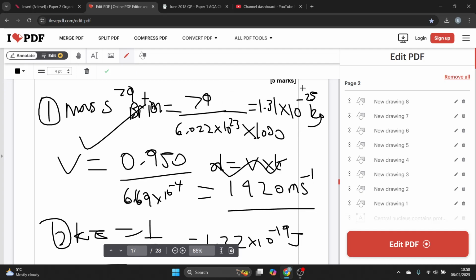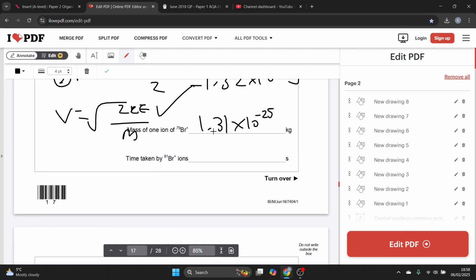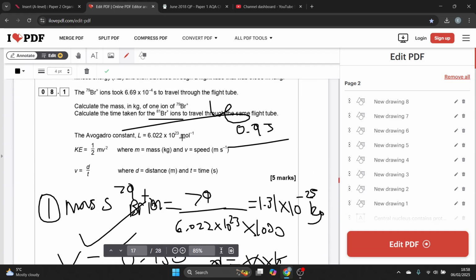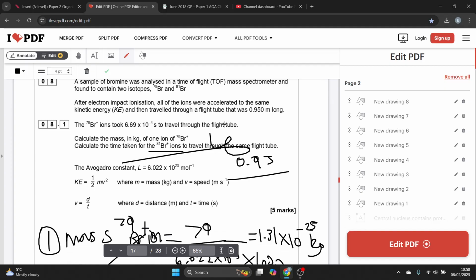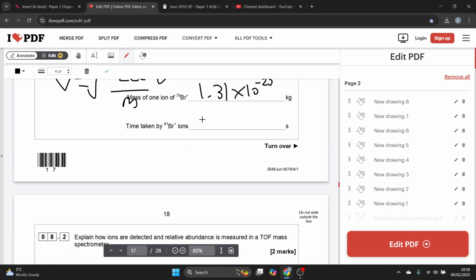So find out the mass, then work out KE, then work out velocity, then work out the time taken. I've already been given the distance, that's why I misread. That will give you 1.40 times 10 to the power 3. Oh no, that's the velocity. So the answer for the time is 6.80 times 10 to the power minus 4 seconds.